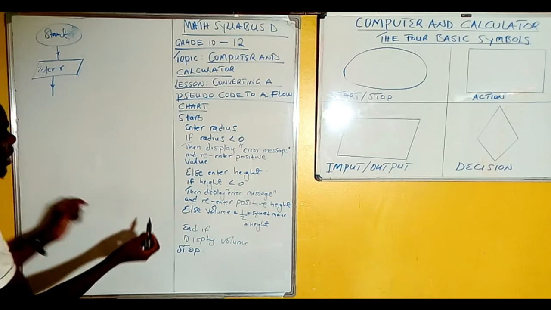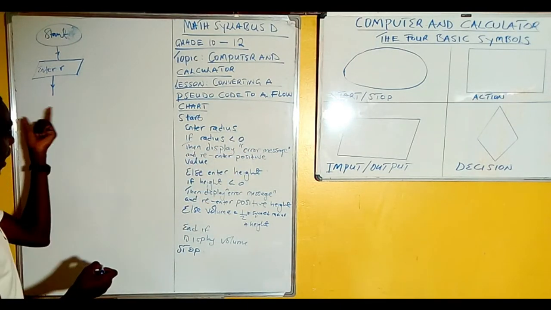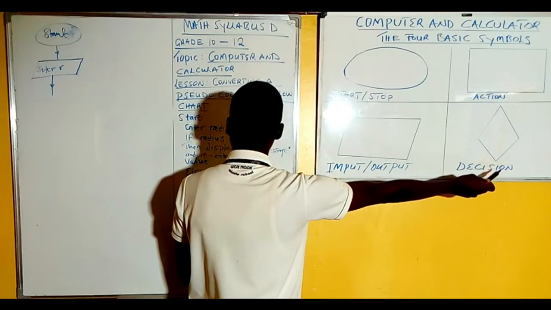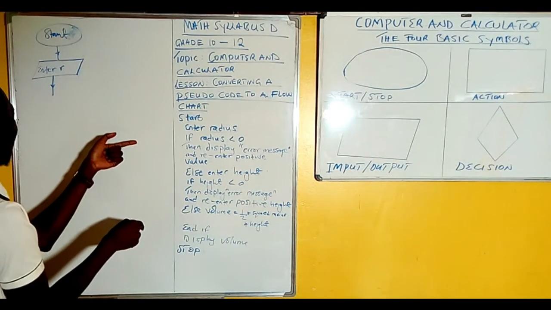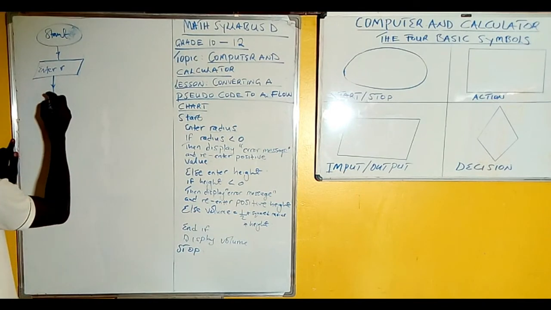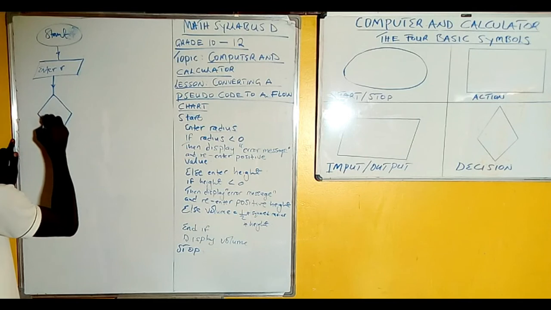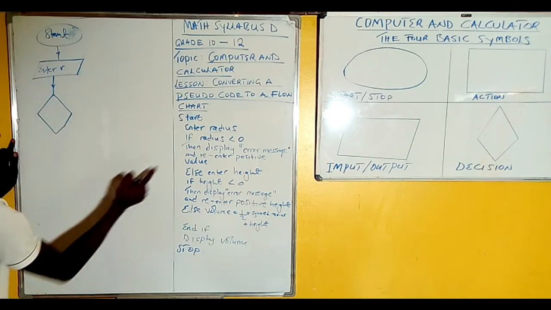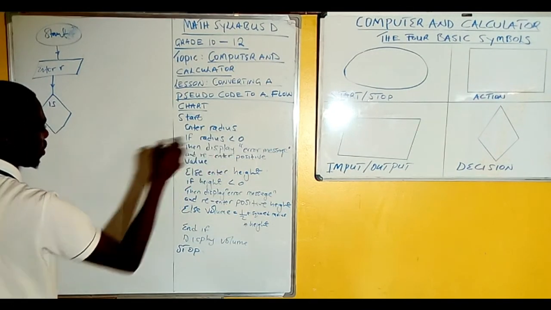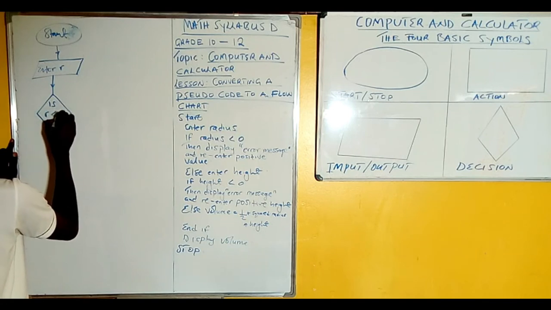Okay? So here they are saying if radius is less than 0. So now, the moment you see if, then you know it's supposed to go into the decision box. The if changes into is as you are putting it in there. So when you draw the diamond shape, it looks like that. In here, the if changes into is. Then is radius less than 0? So is the r less than 0?